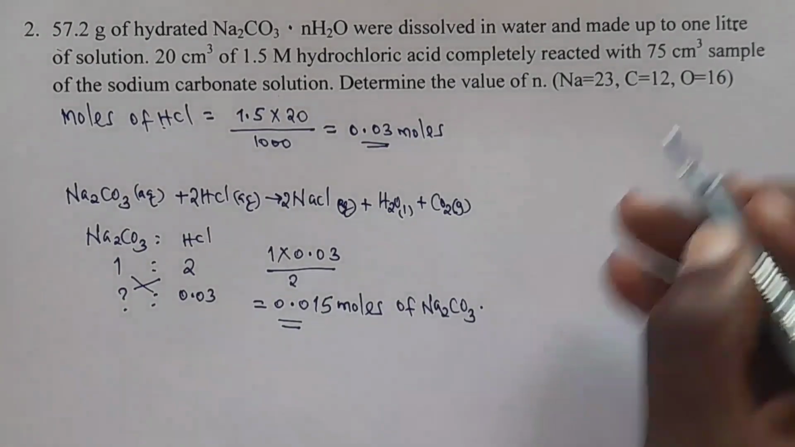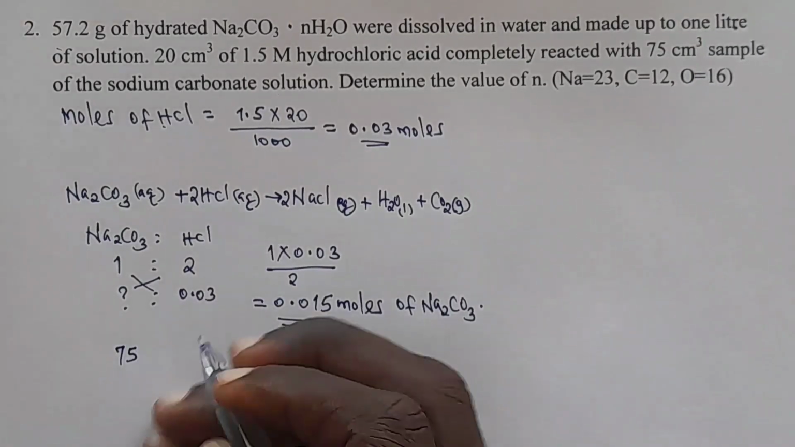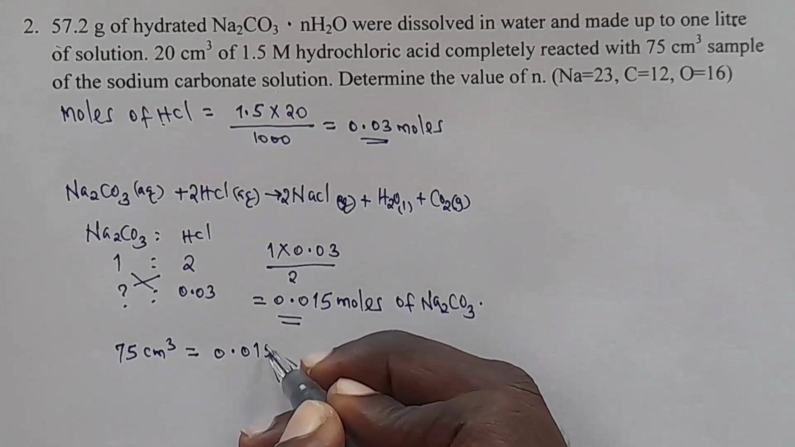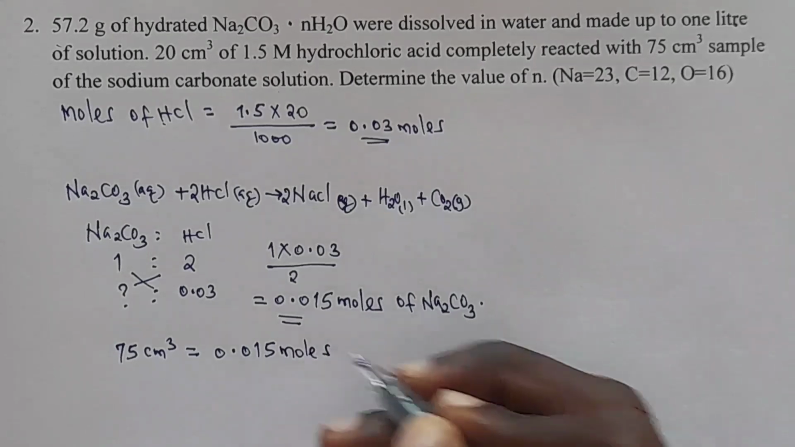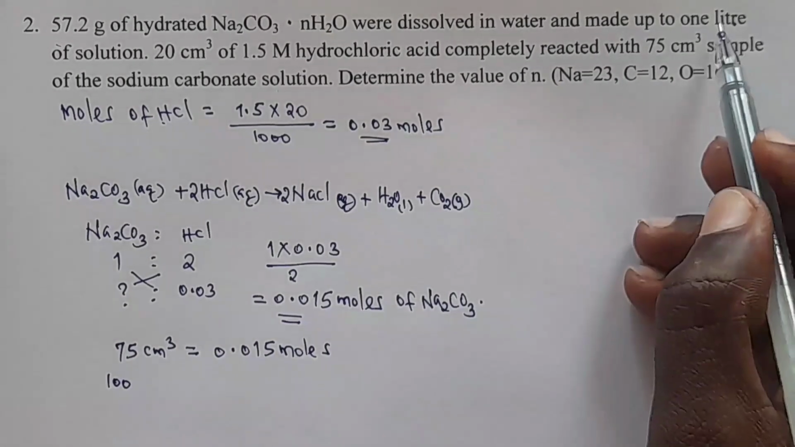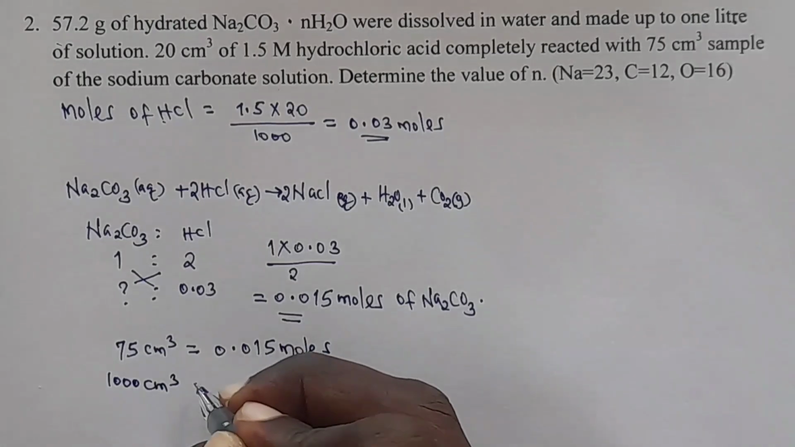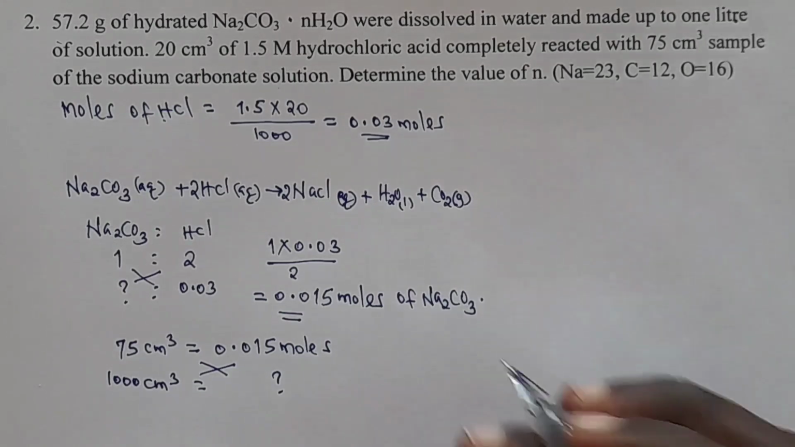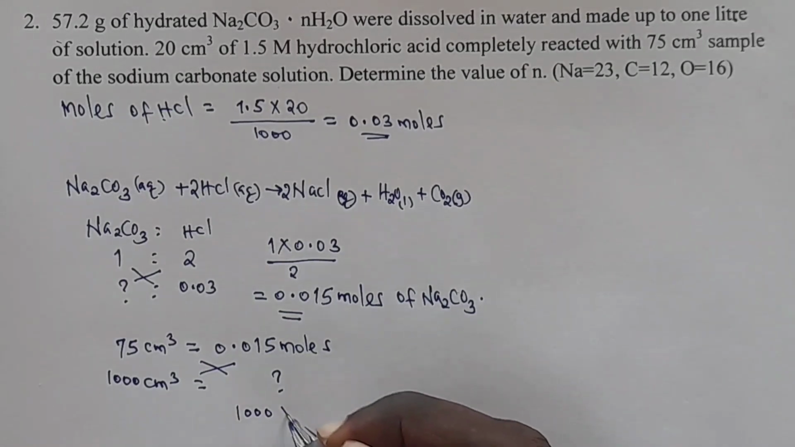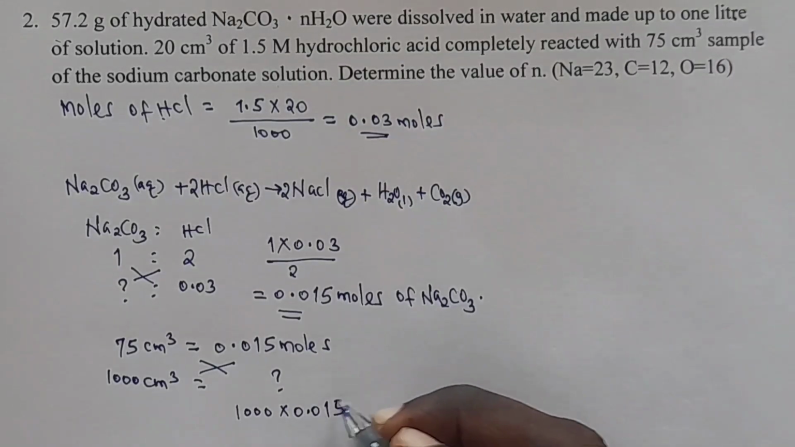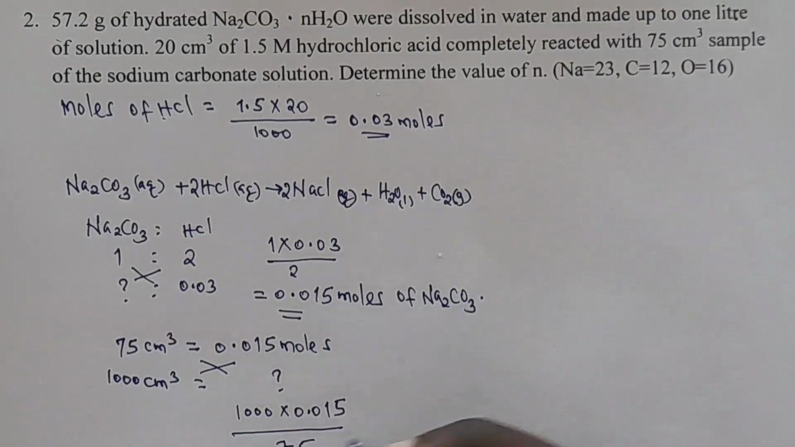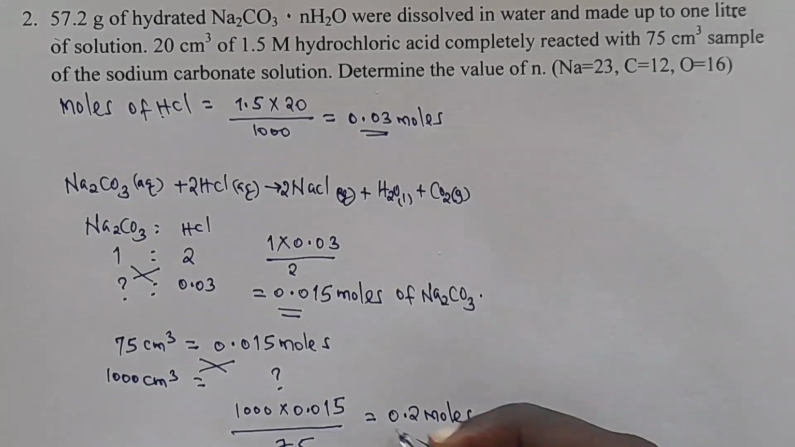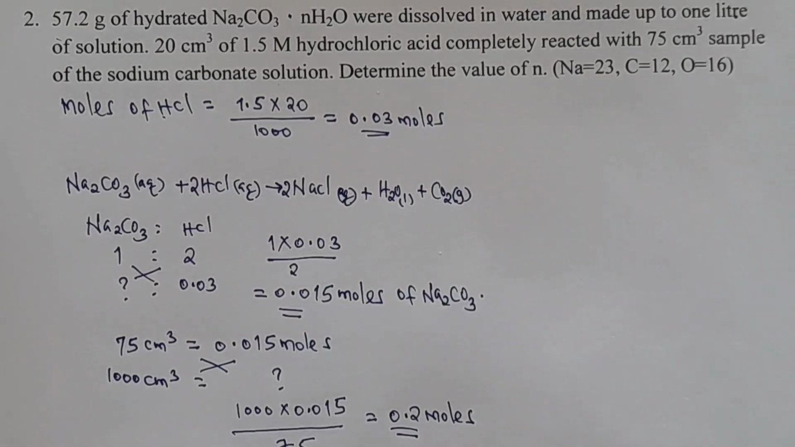So we can relate 75 centimeter cube of sodium carbonate solution gives us 0.015 moles. So we can say, what about 1 liter, which is equal to 1000 centimeter cube? What moles can it give us? In other words, the molarity is what we're talking about. So this will be equal to 1000 multiplied by 0.015, then divided by 75. So here we are going to get 0.2 moles.